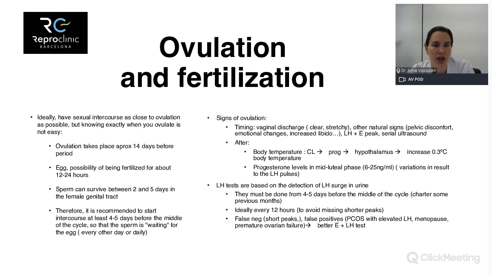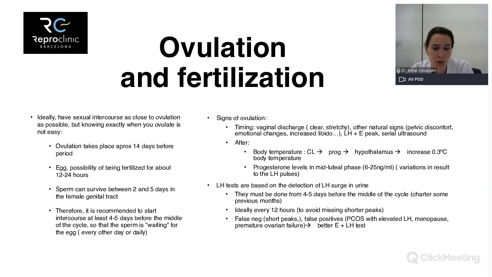Some different things that you can check, some signs of ovulation that we can see. On one hand, to time the ovulation, to see when we are ovulating and when we could have sexual intercourse with the best chances, we can look at the vaginal discharge. Normally, right before ovulation, because we have this peak of estrogens, we have a vaginal discharge that is clear and stretchy, okay? This is something that we can see, but of course it can vary if we have any infection or anything. It's not very accurate, but it's something that you can look at.